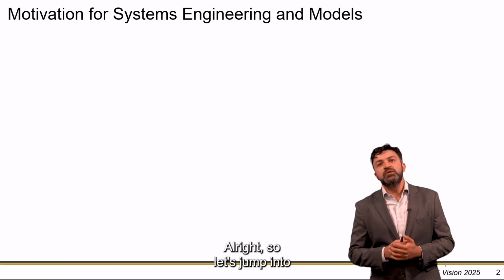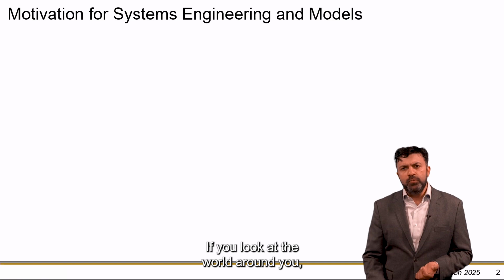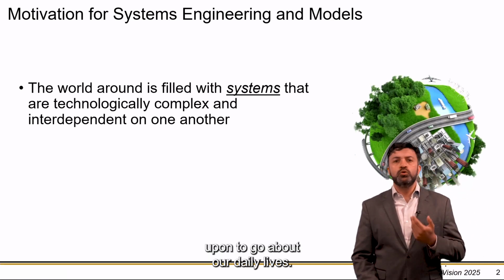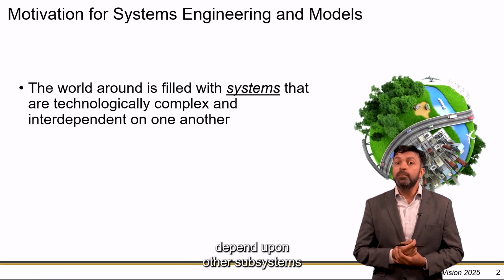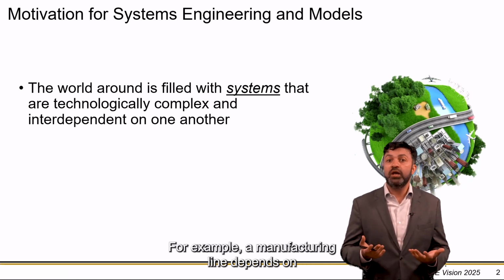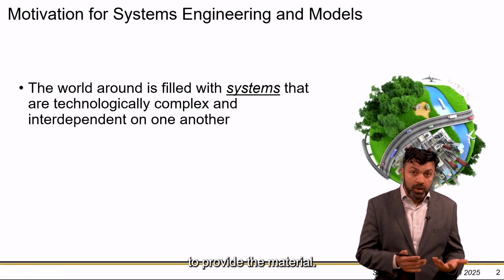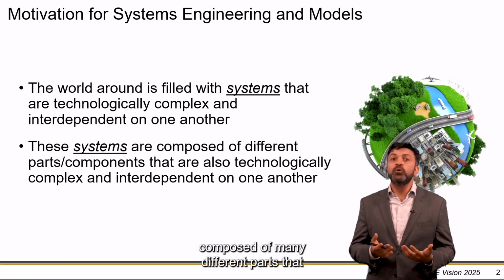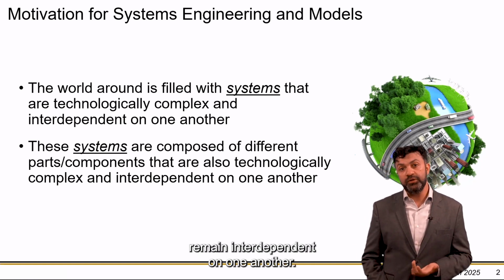All right, so let's jump into systems engineering and model-based systems engineering discussion. If you look at the world around you, you will quickly see that there are many different systems which we depend upon to go about our daily lives. These systems are often technologically complex and depend upon other such systems to accomplish their tasks. For example, a manufacturing line depends on the supply chain and the transportation systems to provide the material. On the other hand, when we look inside a system, we see that the system is composed of many different parts that are technologically complex and remain interdependent on one another.